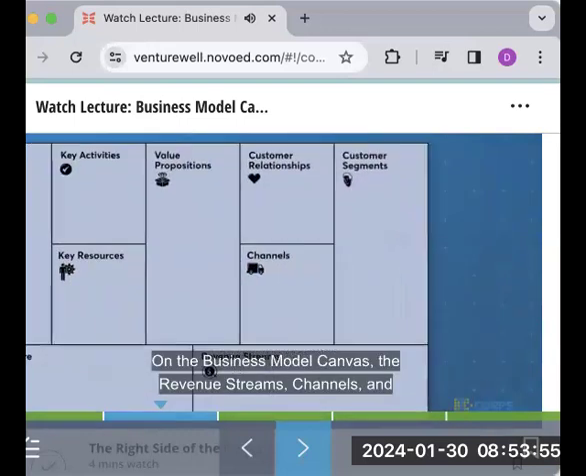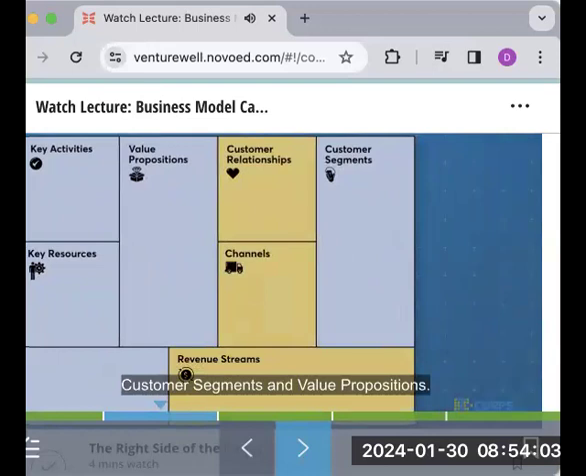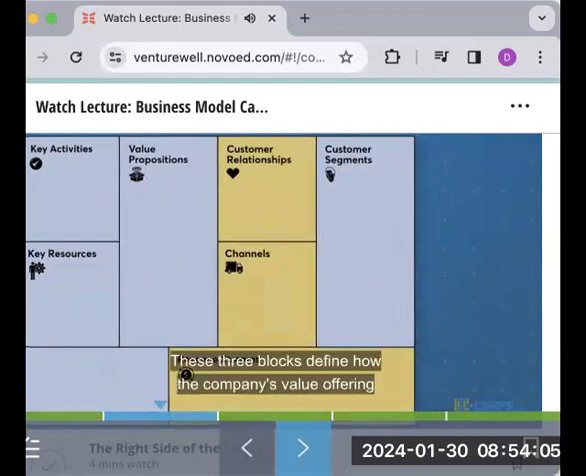On the business model canvas, the revenue streams, channels, and customer relationships blocks are sandwiched in between customer segments and value propositions. These three blocks define how the company's value offering, or that value proposition, will be delivered and sold to the customer to create value or revenue for your company.